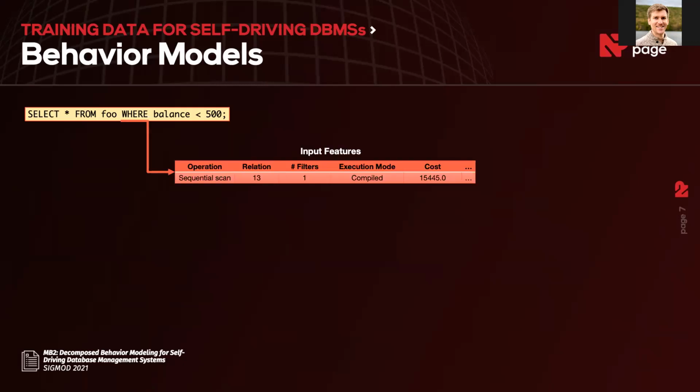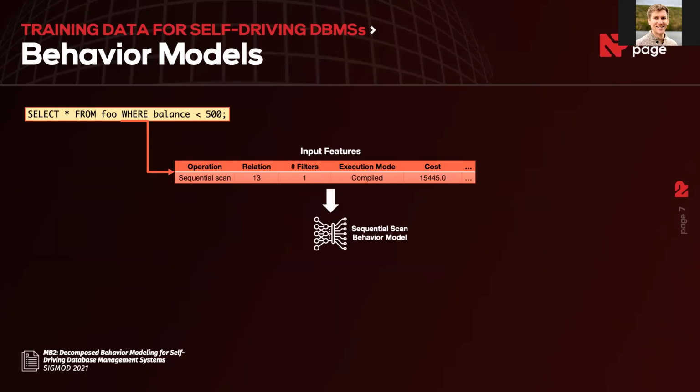A key component of a self-driving DBMS is its behavior models, which estimate the benefit of candidate actions. These models need to be accurate, which in turn means we need robust training data. In order to illustrate the structure of the training data, let's briefly look at how Noise Page uses a behavior model. In order to predict the resource consumption for a SQL query, we first generate input features to describe that operation. For a sequential scan, this includes operator-specific information like the execution mode, optimizer stats, and filter expression complexity.